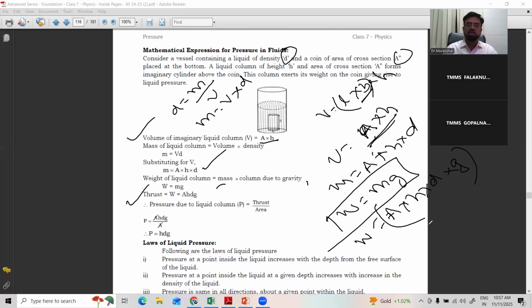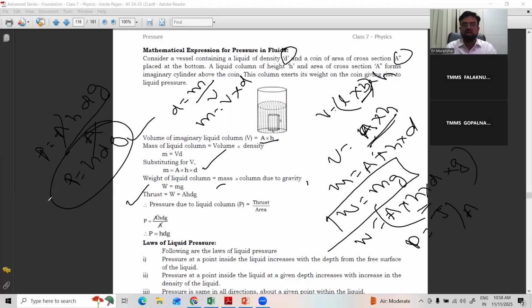So what is pressure? Thrust by area, force by area. Thrust is nothing but weight only. So pressure is equal to A, H, D, G by area. Area cancels. So P is equal to HdG is the formula, the mathematical expression for the pressure of a liquid.